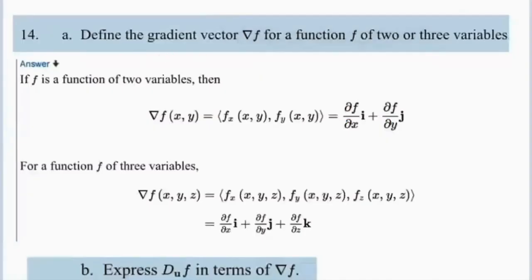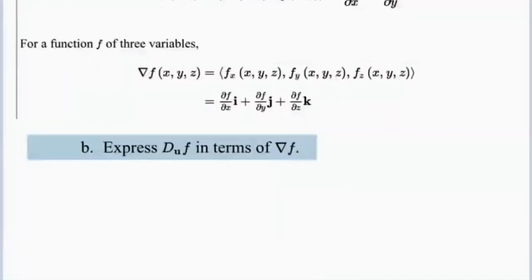Define the gradient vector for a function f of 2 or 3 variables. If the function f is a function of 2 variables, then the gradient vector will consist of 2 components. The first component will be the partial derivative with respect to x. The second component will be the partial derivative with respect to y. The gradient vector for the function f of 3 variables will be defined similarly.